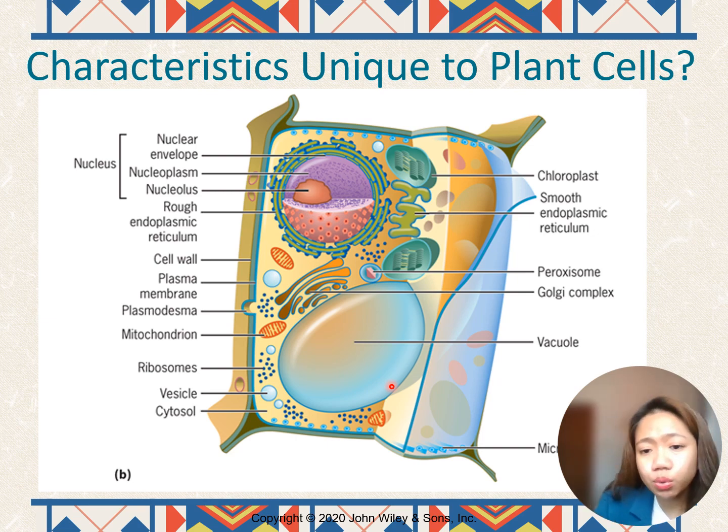Now, there are also other unique structures, namely the cell wall, which provides additional structural support for the plant. You have the plasmodesmata or plasmodesma as well, which are like tunnels or holes in the cell wall, which allows the plant cell, which is multicellular, to communicate with the surrounding plant cells.